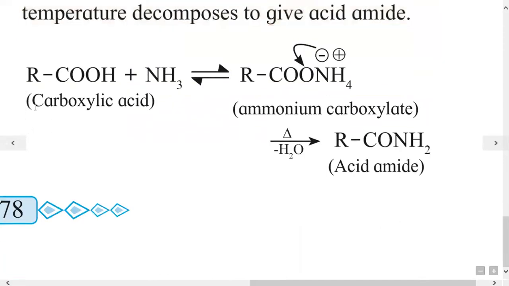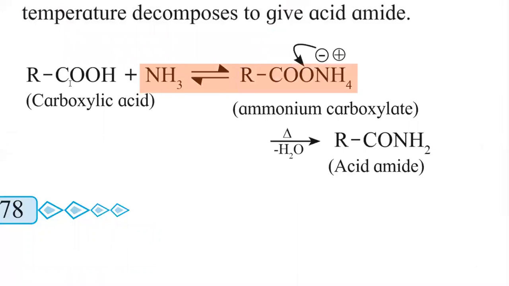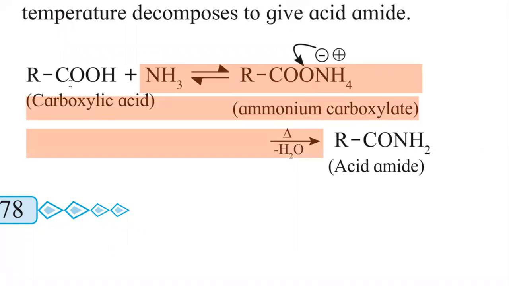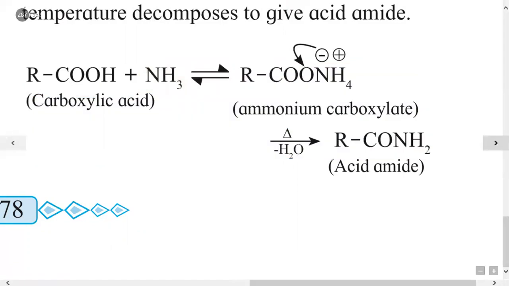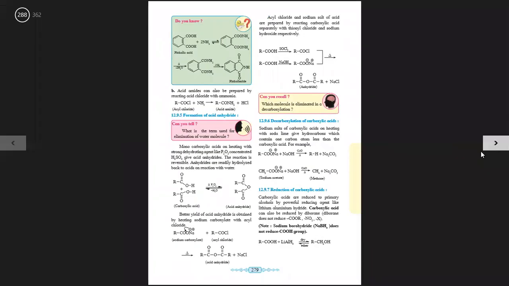The general equation is: RCOOH, a carboxylic acid, treated with ammonia first gives the ammonium carboxylate salt having the formula RCOONH4, which on heating at high temperature gives RCONH2, an acid amide. So this is the amide formation reaction.